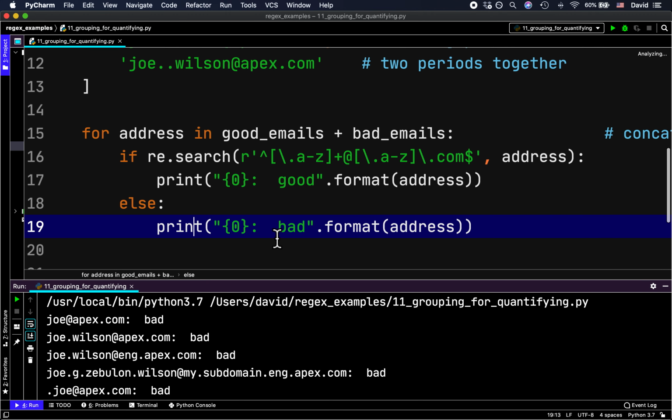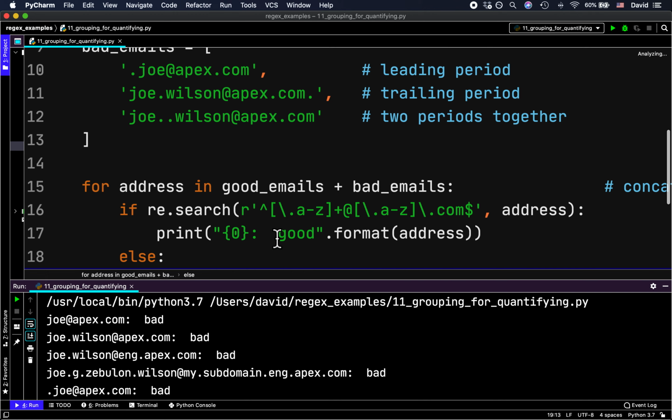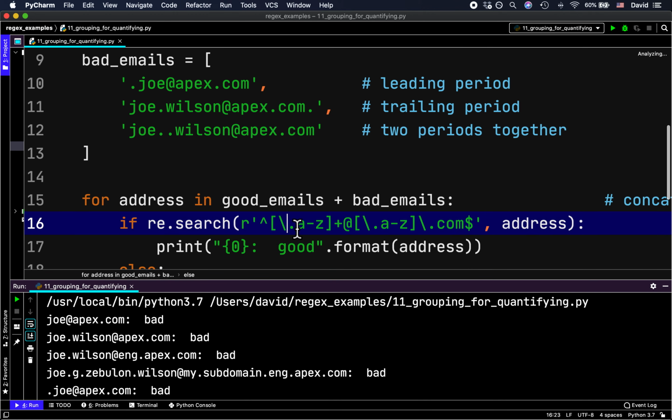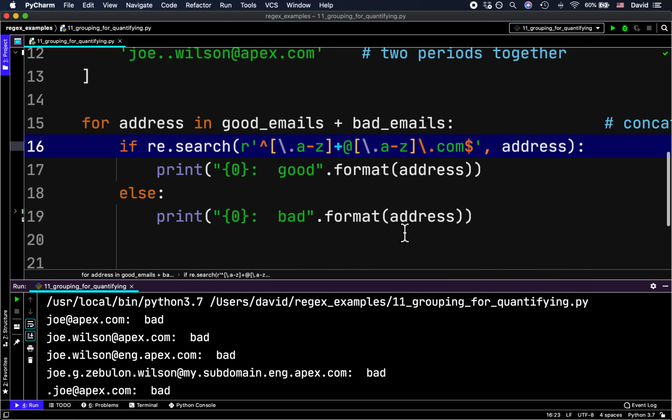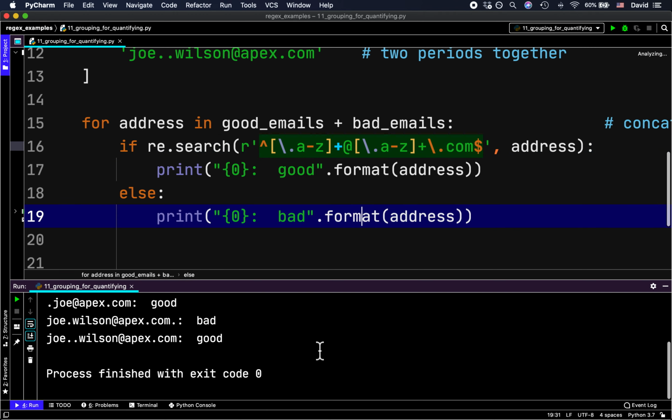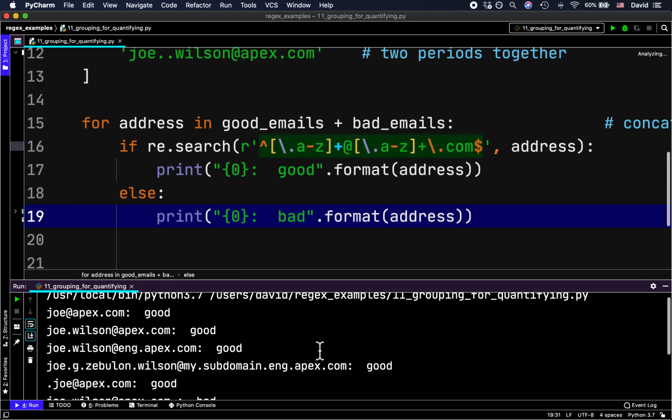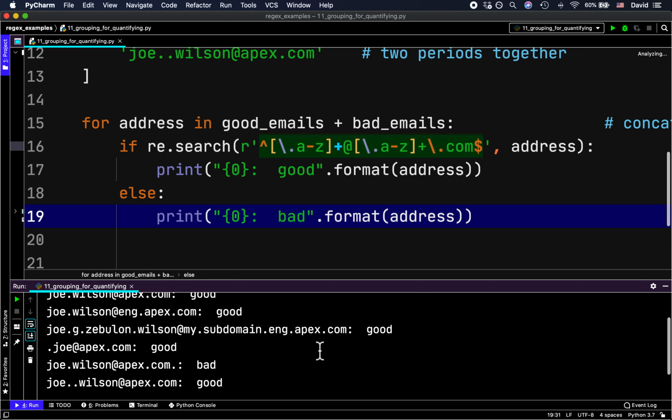Oh, it doesn't match any of them. I wonder why. What did we do wrong here? One or more letters followed by a dot, followed by an @ sign, followed by one or more letters and dots, followed by .com at the end. Clearly, I'm missing something here. Oh, I didn't put one or more here. Let's run that one. Now it says that almost all of them are good. The only one it rejects, looks like, is the one that ends with a .com dot.